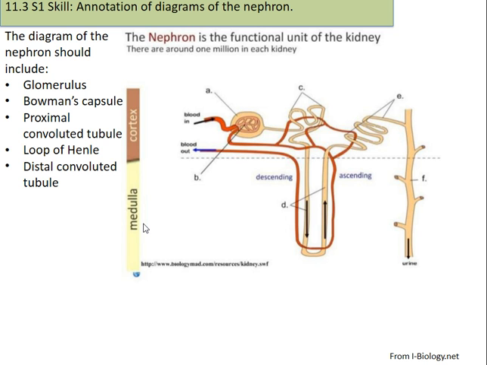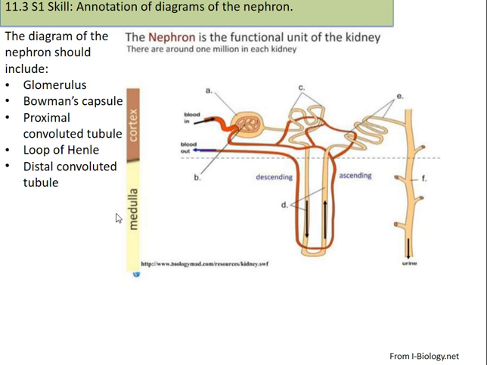We should also mention the major blood vessels. We have the afferent blood vessel, the afferent arteriole, which is the one coming into the glomerulus. We have the efferent arteriole, which is the one that's coming out of the glomerulus here. We have the glomerulus, which is also, remember, a very specialized type of capillary network. We have the peritubular capillaries.